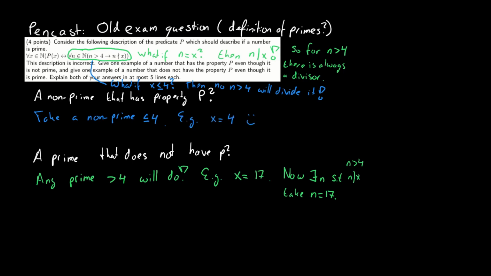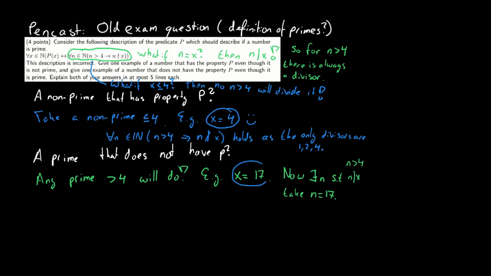If we take x equals 4, then, well, any number larger than 4 isn't going to divide it. 5 is not a divisor of 4, neither is 6, nor is 7, nor is any number larger than 4. The only divisors it has are 1, 2, and 4, which are all smaller or equal to 4. Which means that 4, although it's not a prime, does have the property p. And so x equals 4 and x equals 17 can be two counterexamples to this definition of prime numbers.